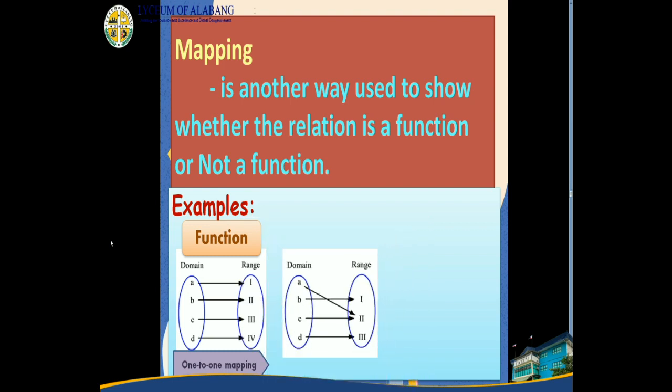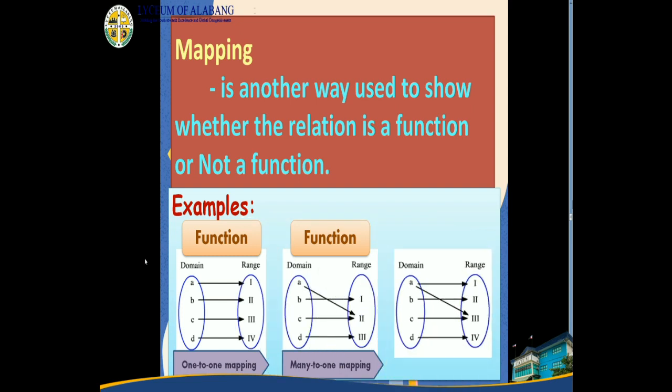And for the second diagram, in the mapping, the second element of the range associates with more than one element in the domain. If an element in the range is mapped to more than one element in the domain, the relationship of this diagram is a function, and it is a many-to-one mapping.